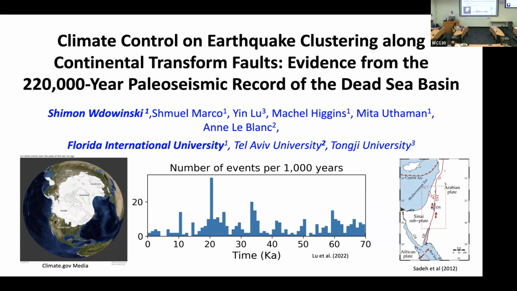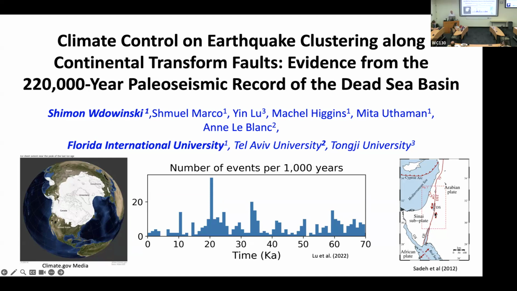Now, earthquake clustering, so we can have clustering in time and space. Here I'm talking about clustering in time, means that sometimes we have periods we have higher number of earthquakes versus periods that we have less amount of earthquakes. And all of that actually we find from a study that we did over here, the Dead Sea, which is running along the Dead Sea transform fault. All of that will be explained.